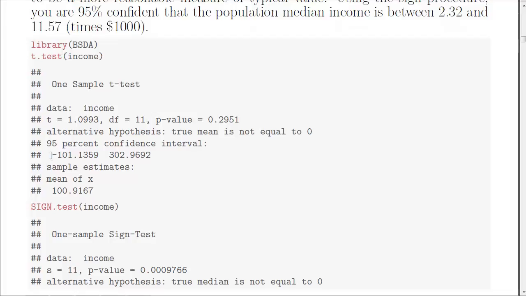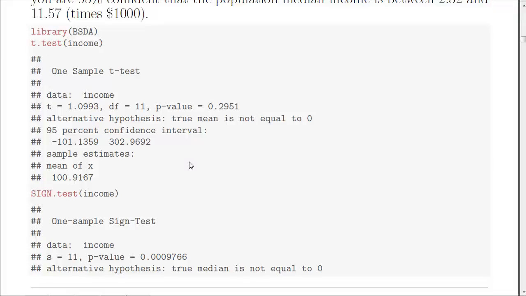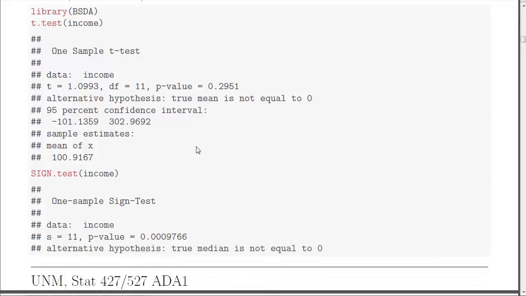let's look at the confidence interval. It goes from -100 to +300. That's where we think the true mean is likely to lie. That's a sort of a crazy number, or interval. It doesn't really make sense because we just have one observation that's totally influencing that result.